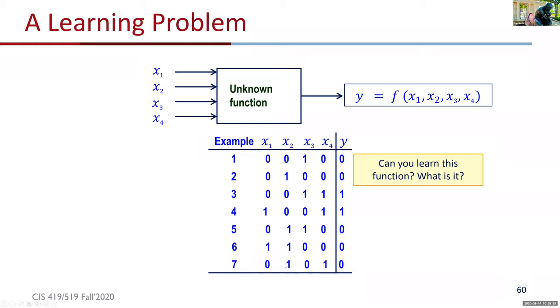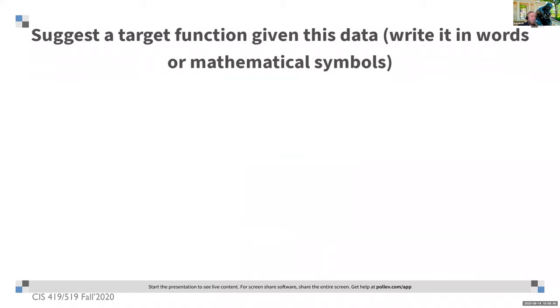But we can correct it to be just x4 and x1 or x3. Let's try this. X4 is on, and one of x1 or x3 is on. It works here. It works here. Here, x4 is 1 and none of x1 or x3 is on, and indeed it's a negative example. So everything works. Now we have two functions. I'm sure you have other functions here.